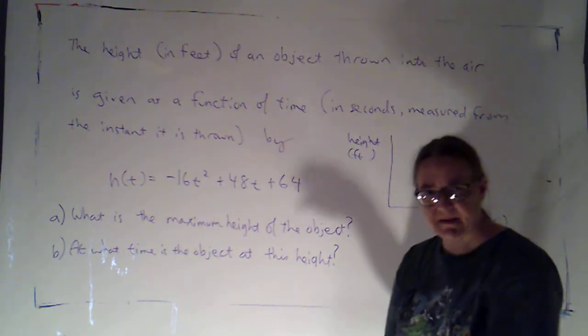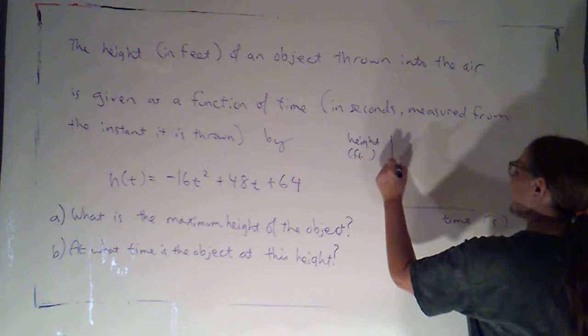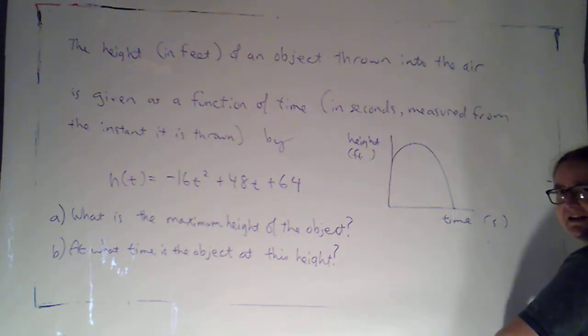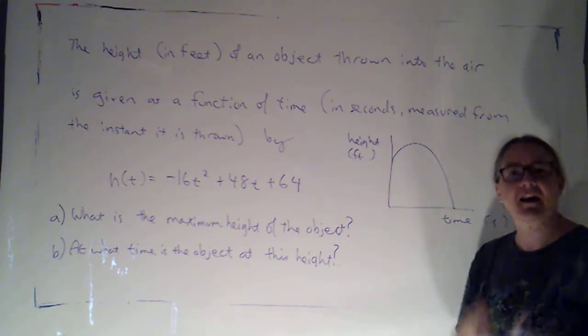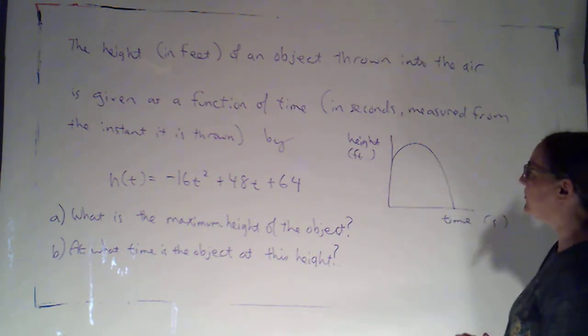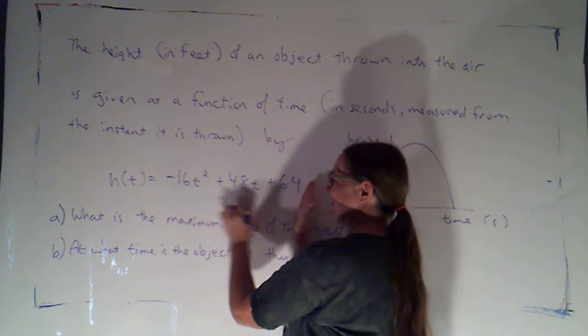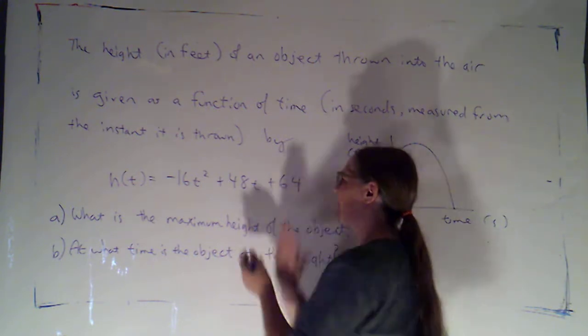I've only drawn the positive time axis and the positive height axis because I really only care about things from the time I throw the object up into the air until the time that it lands. Once it lands, it's not going to burrow beneath the ground, so this would be the portion of the parabola that I'm concerned about for this problem. I started up here because if I plug in 0 for t, we aren't starting at a height of 0. We were starting up here at 64.